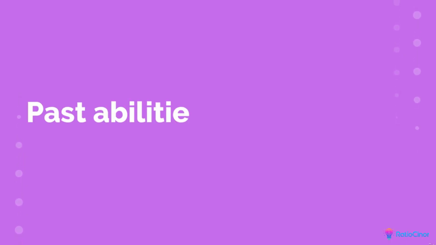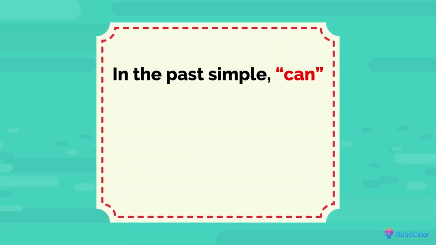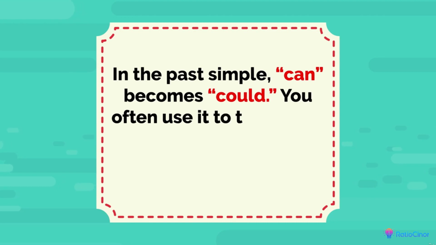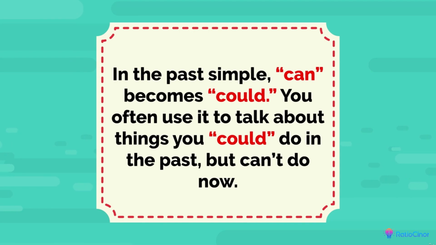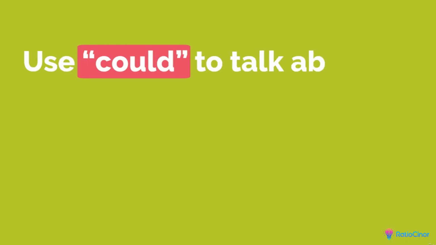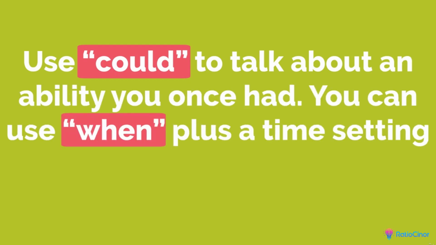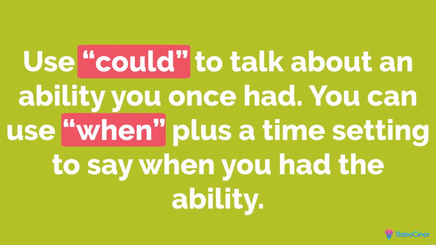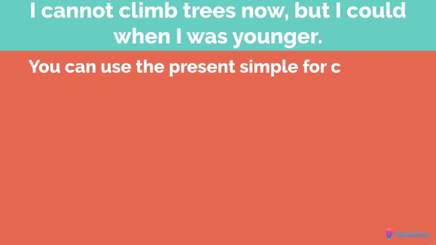Past abilities. Can, could. In the past simple, can becomes could. You often use it to talk about things you could do in the past but can't do now. Could for past abilities. Use could to talk about an ability you once had. You can use when plus a time setting to say when you had the ability. I cannot climb trees now, but I could when I was younger. You can use the present simple for contrast.